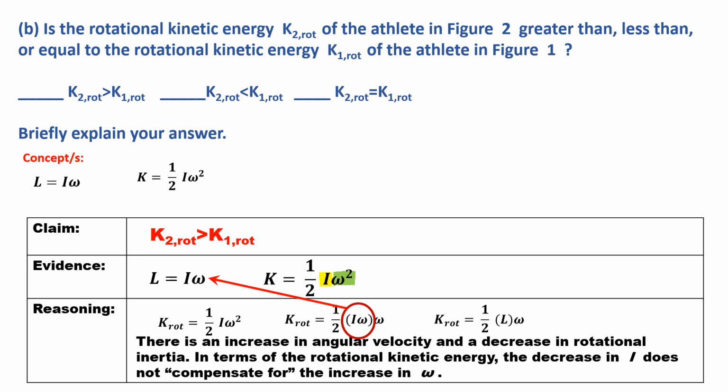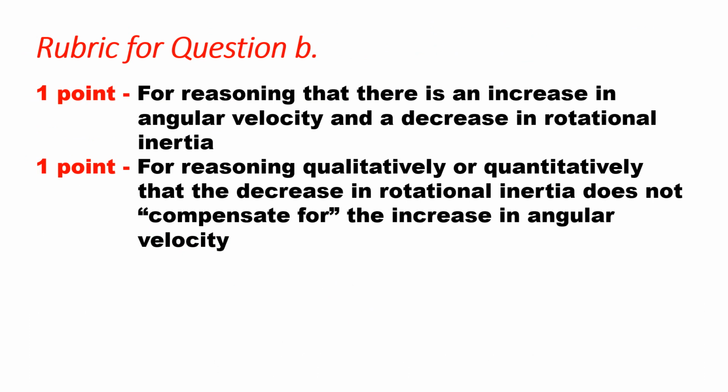So always remember, kinetic means angular velocity. Angular or kinetic means moving. So it's either angular or linear velocity. It is still the velocity that affects it more. And here's the rubric for question B.